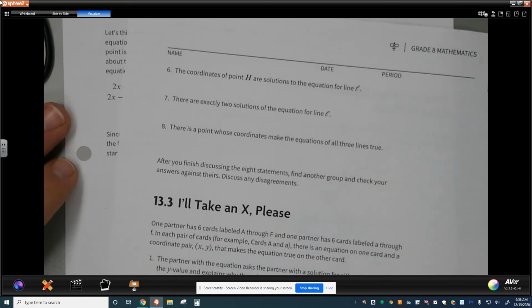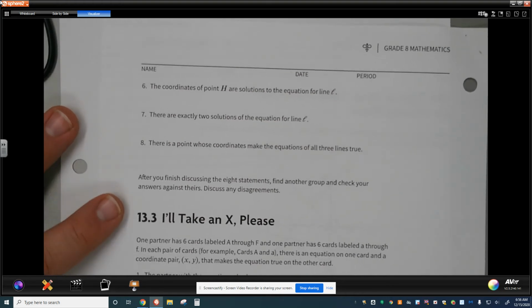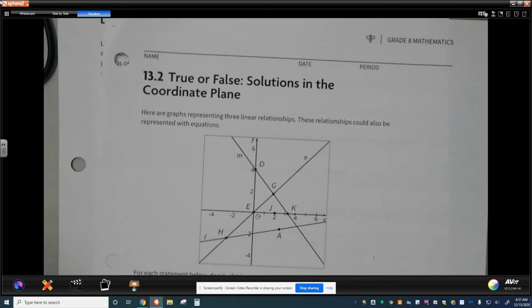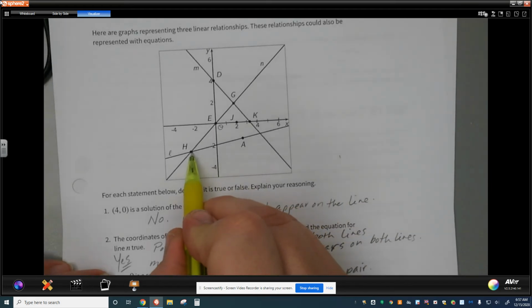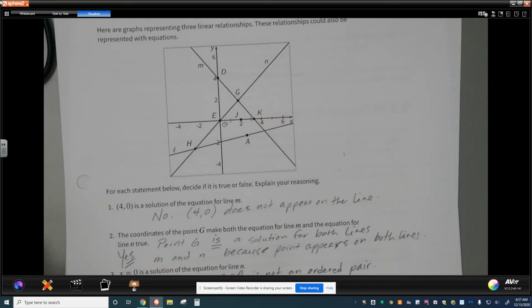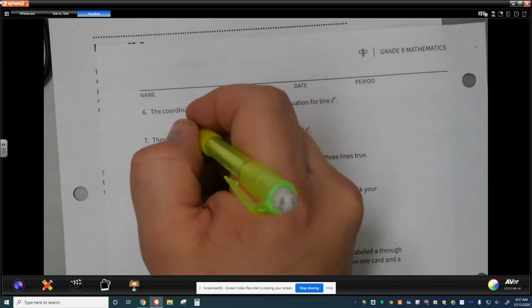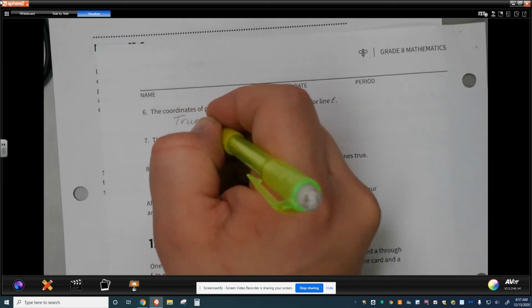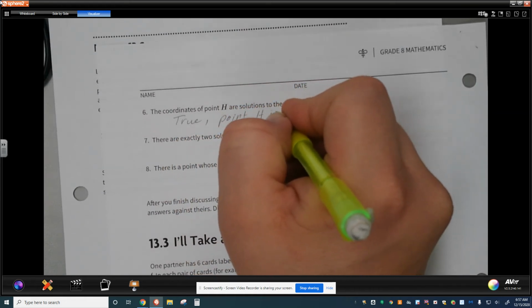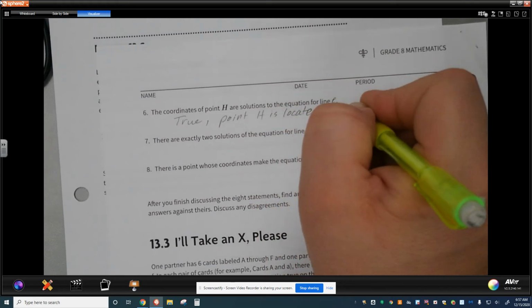All right. So a little bit more information, we're going to have to be flipping back and forth. The coordinates of point H are solutions to the equation for line L. Let's look at point H. I see that point H is on line L, so that definitely makes point H a solution to line L. True. Point H is located, maybe that's a better way to say it, on line L.